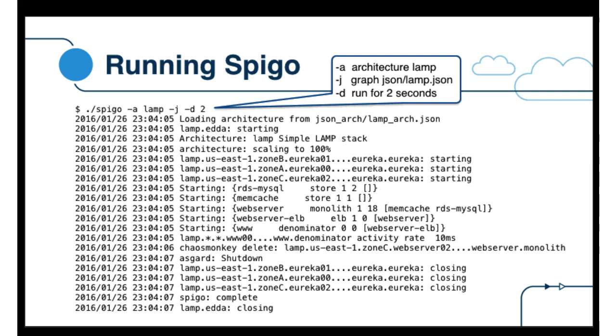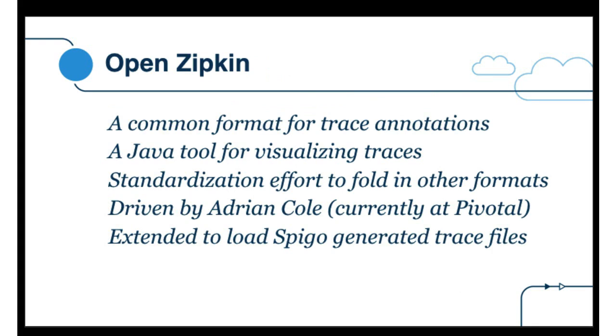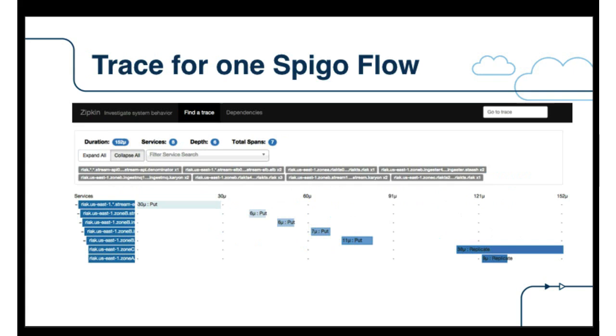You can obviously get very complex architectures with this. I mentioned Zipkin before. This is a common format for trace annotations, and a Java tool for visualizing traces. And as I said before, the OpenTracing format is working to extend this. Adrian Cole, who I previously worked with when we both worked at Netflix, is currently at Pivotal and is pushing this format forward. He extended this to take the Spigo-generated trace files. I'm generating output from my simulator in Zipkin format, and all that Cole had to do was add the ability to post a Zipkin format JSON file into the Spigo tool. When I do that, I get a diagram that looks a bit like the kind of diagrams you see when you look at your web browser to figure out why something's slow.